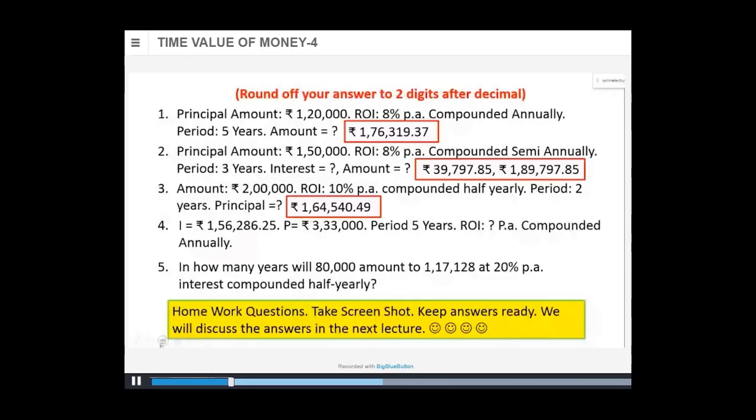There are rupees and paise, point something. Everywhere, the first answer 0.37, I'm talking about the paise, 0.85, 0.85, 0.49 paise. Now it may happen that in your options, let's say the third, there's an option given to you 1,64,540.49. If that's the option, you have to select that. But there's an option given 1,64,540.52. After the decimal, 0.52, what happened? 3 paise difference. We got 49. They are saying 52. There's no option called 49, but there's an option called 1,64,540.52. 3 paise ka farak hai. Yes, you go for that answer.